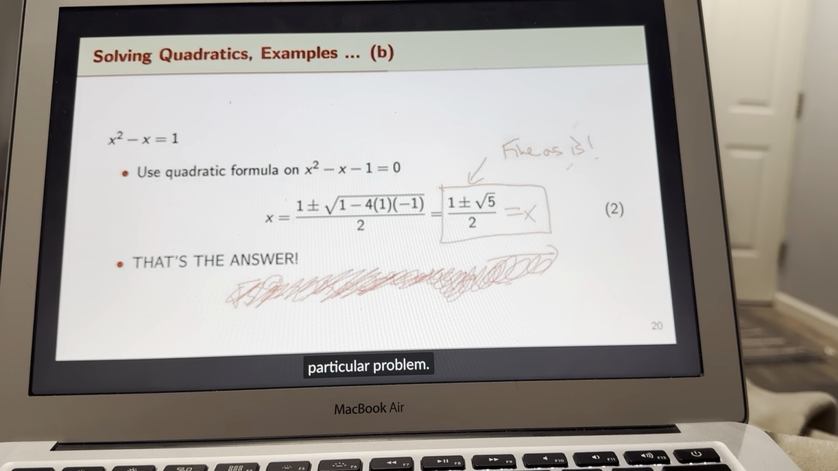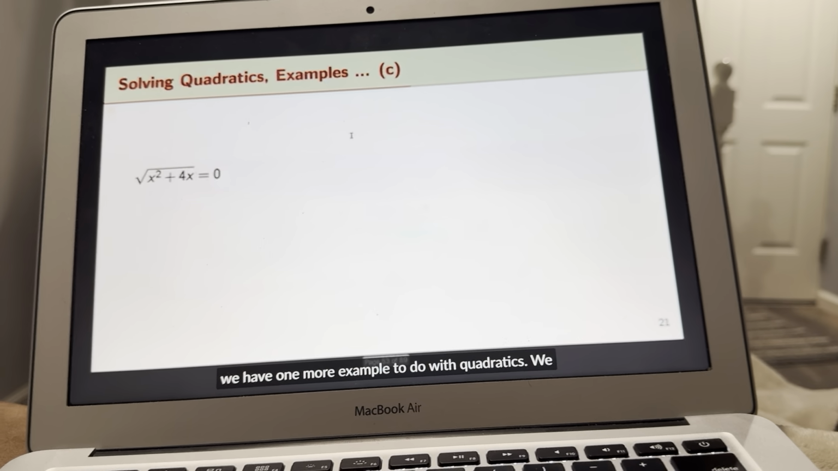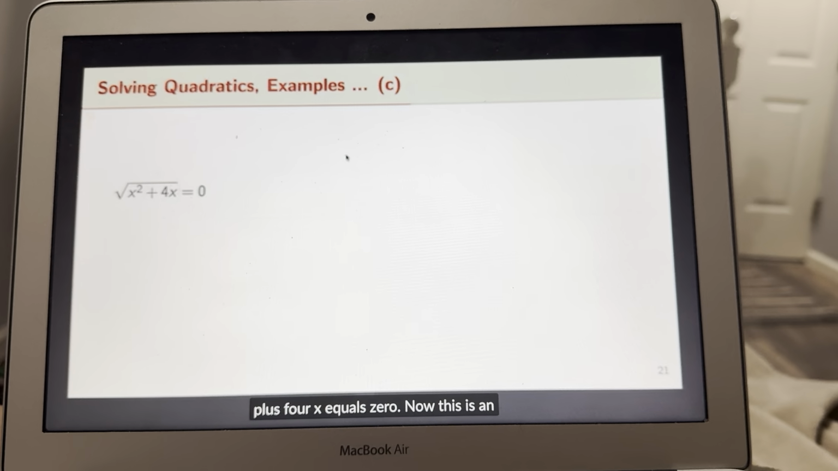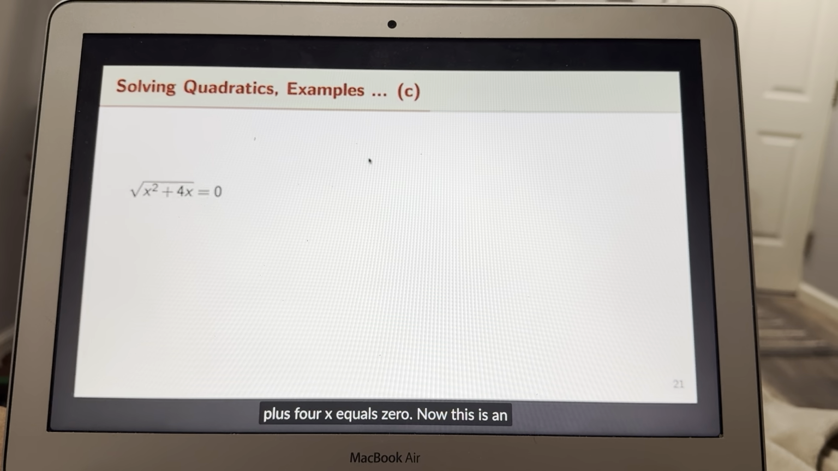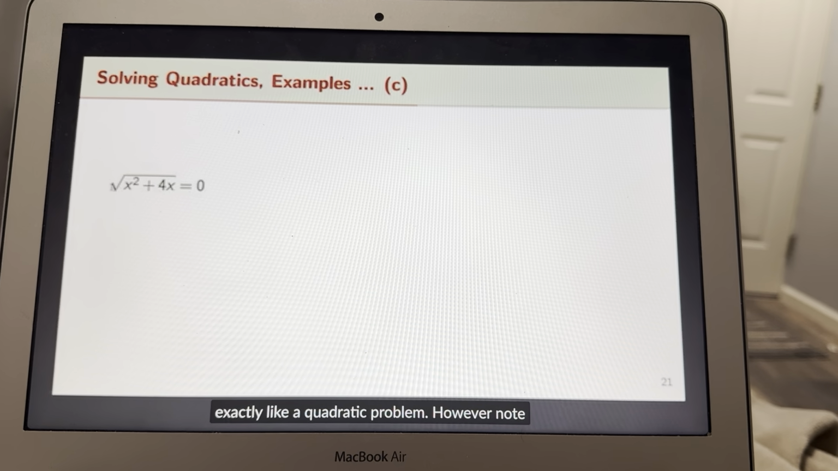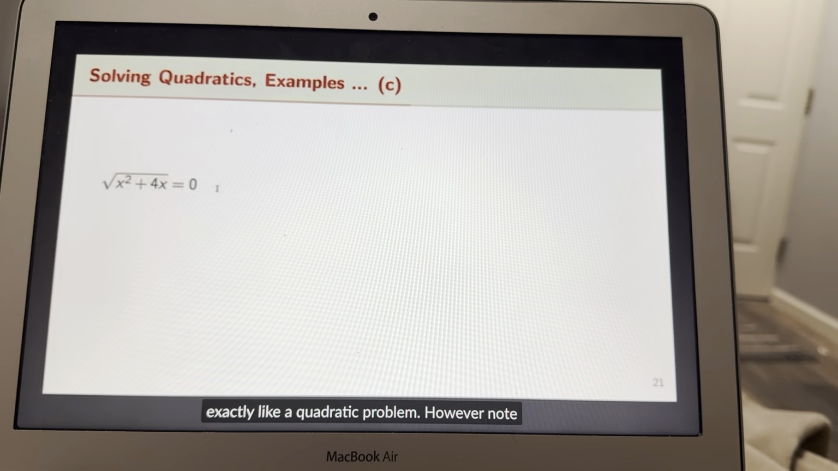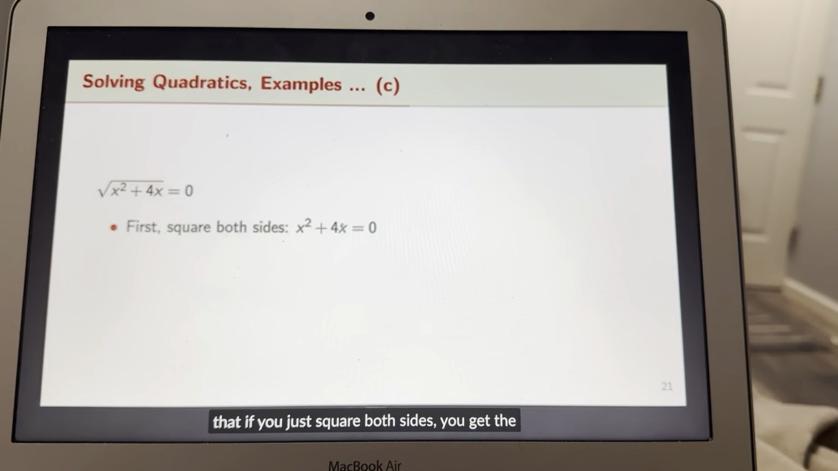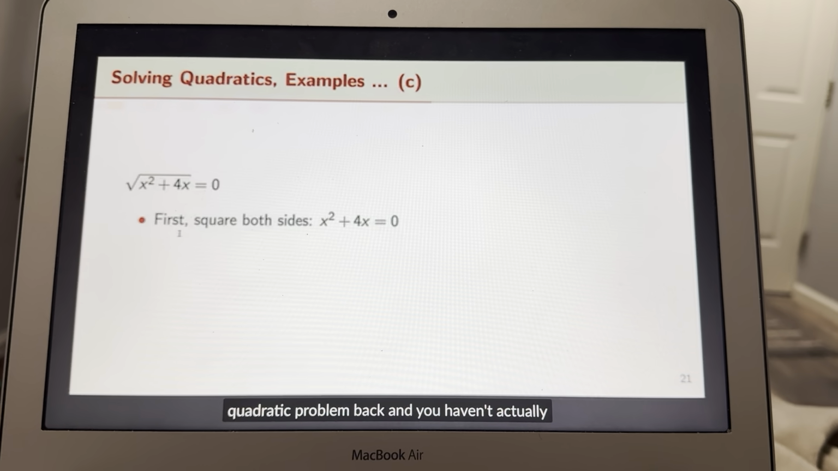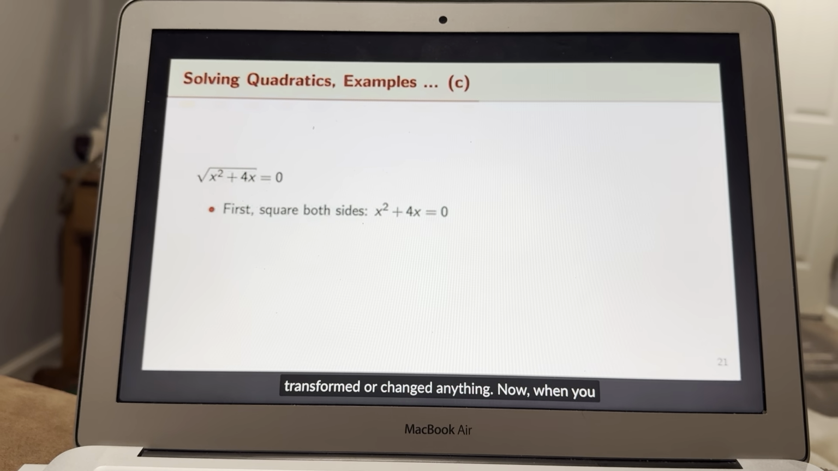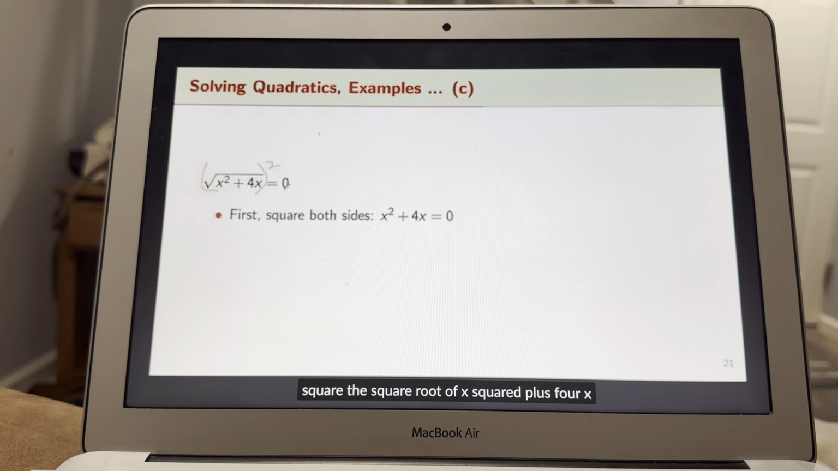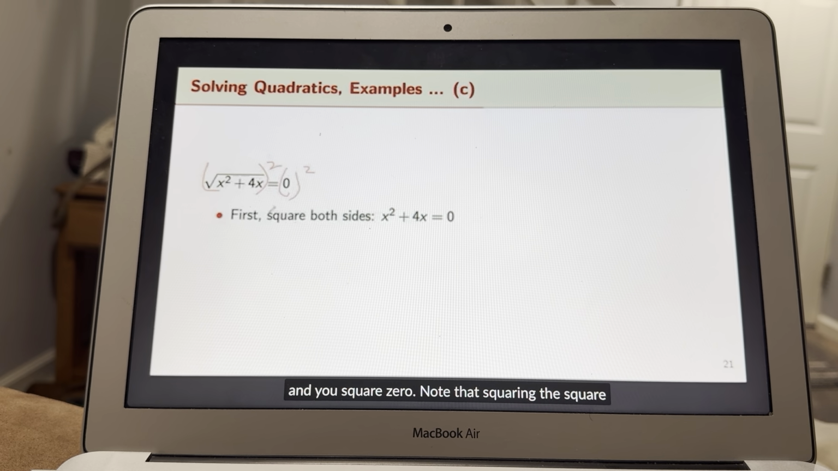Moving on now. We have one more example to do with quadratics. We have the square root of the quantity x squared plus 4x equals 0. Now, this is an interesting problem because it doesn't look exactly like a quadratic problem. However, note that if you just square both sides, you get the quadratic problem back, and you haven't actually transformed or changed anything.